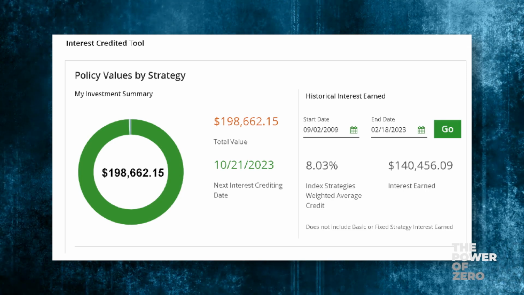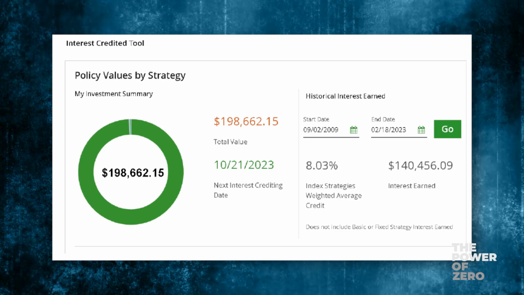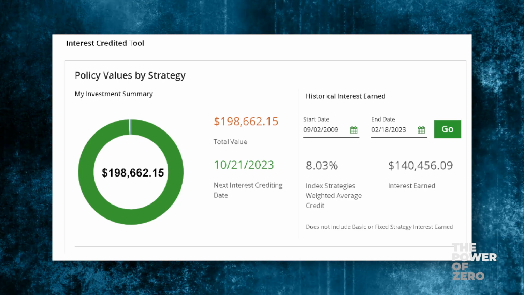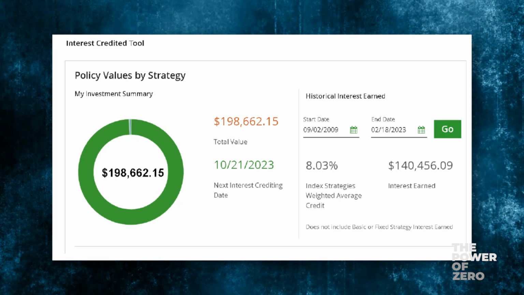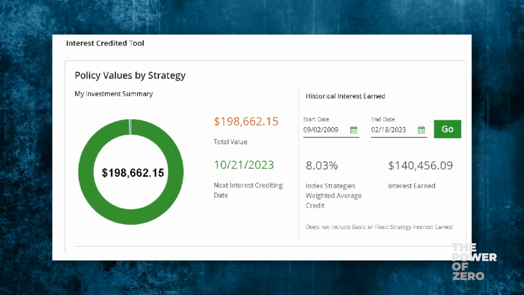With the last company, we'll call them company C, I'm going to be showing you an actual policy that goes all the way back to September of 2009. So once again, we've endured the ups and downs in the market and historically low levels of interest rates, and what we see is that this policyholder actually averaged 8.03% over that time frame.